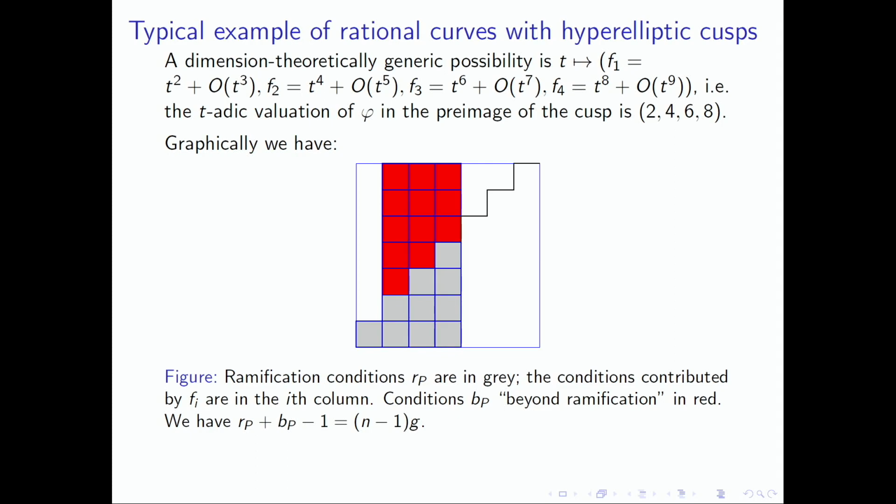Numerologically, I want to mention that if you look at the sum of RP plus BP, ramification conditions plus conditions beyond ramification, you get exactly n minus 1 times g plus 1. That's actually not a coincidence. We show that in general, this phenomenon is true. What that means is that the codimension associated with this particular Severi variety with fixed ramification type 2, 4, 6, 8 is n minus 1 times g. And that's a general phenomenon.